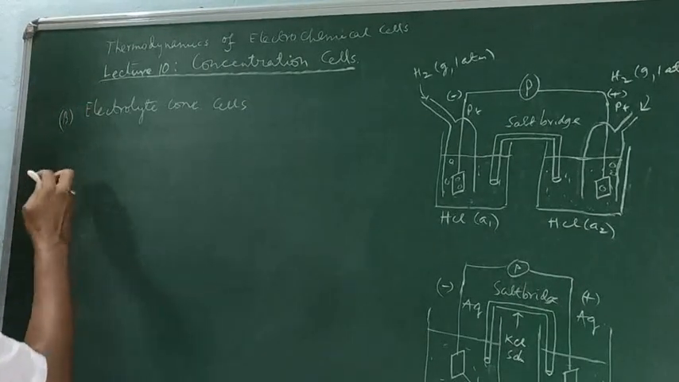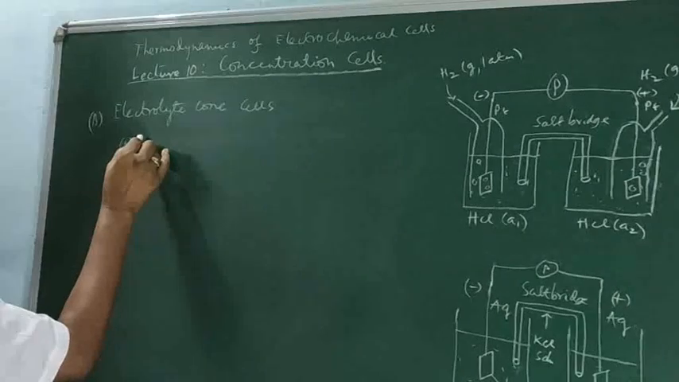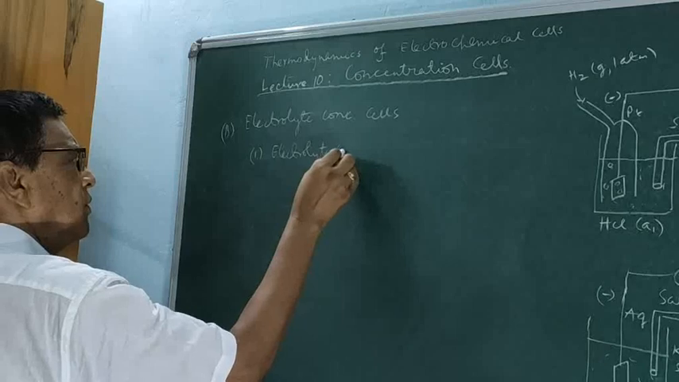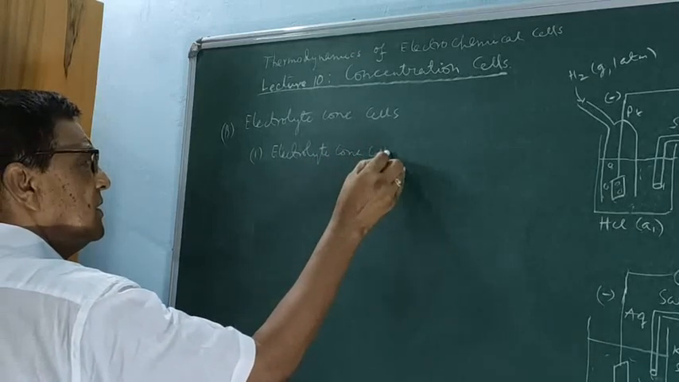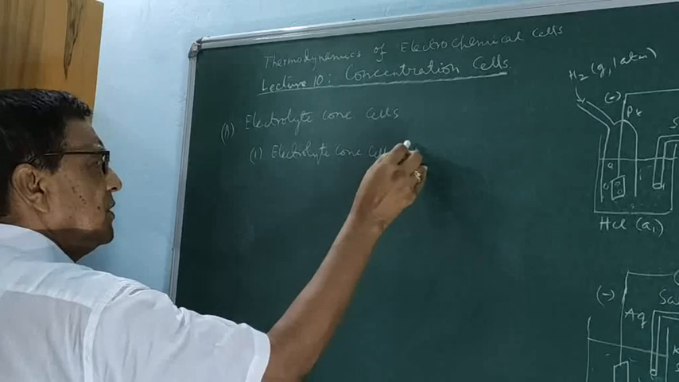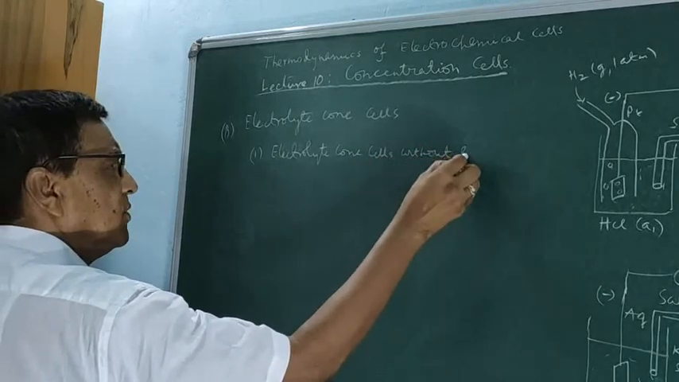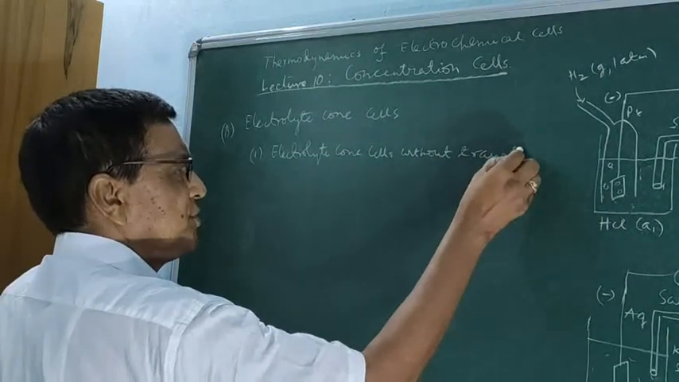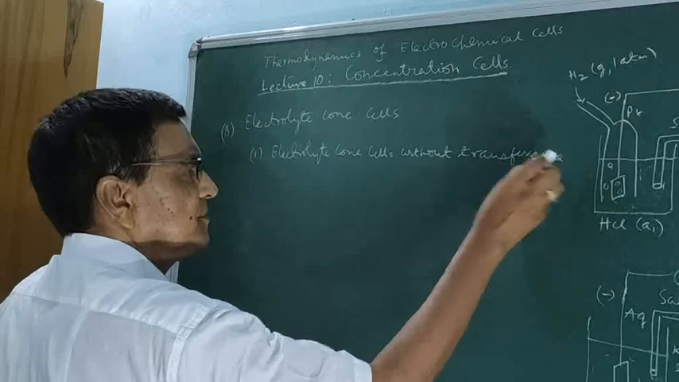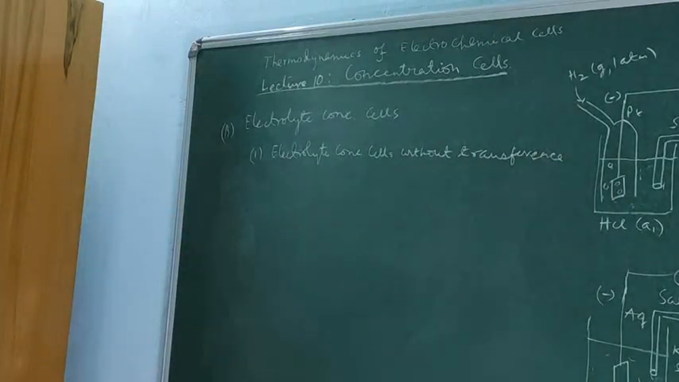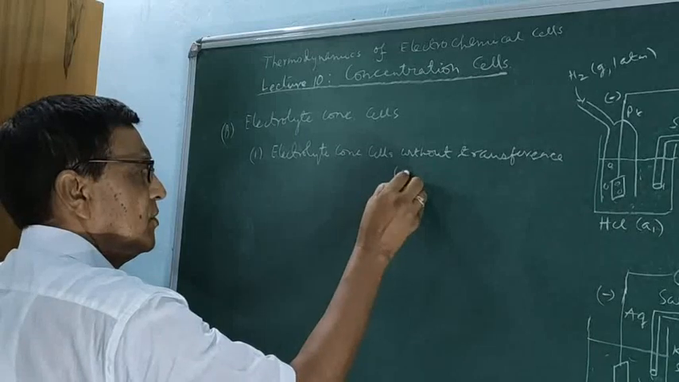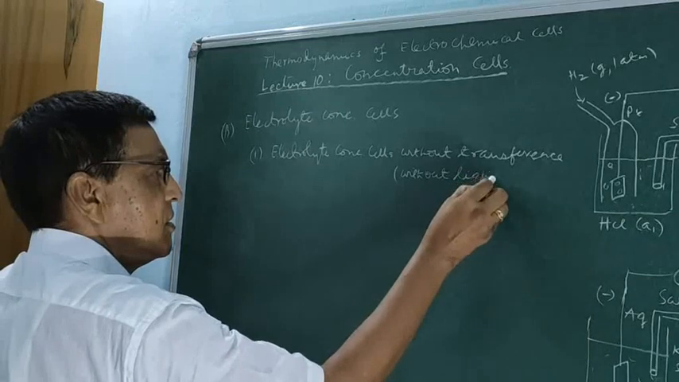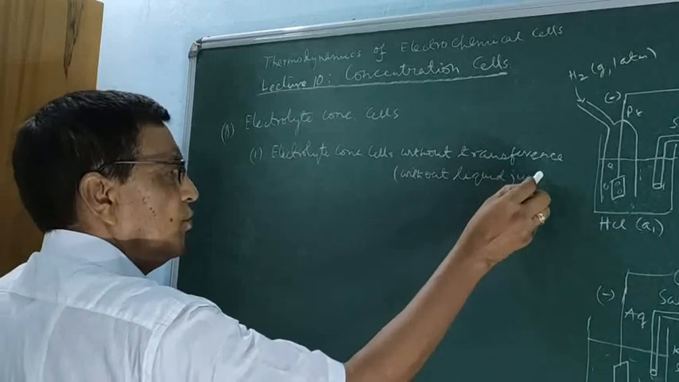Again, they are of two types. One, the electrolyte concentration cells without transference. Without transference means without liquid junction potential. Without transference or without liquid junction.